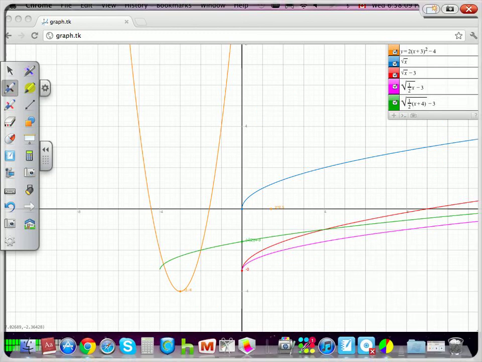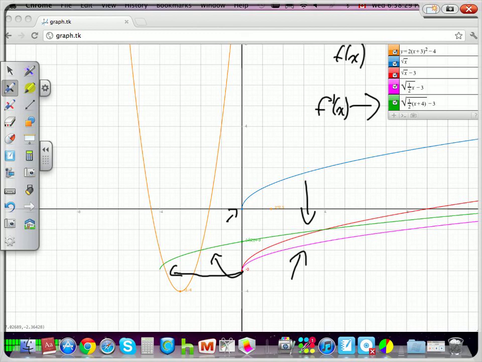So let's put that in, see what it does. So now, remember we started at the blue guy. We then went down 3 units to the red one. We then stretched it horizontally. And finally, from the purple to the green, we moved it 4 units to the left. So the green one is our inverse function. This was our inverse function we found. That's the graph of it. And this was the original function we found.